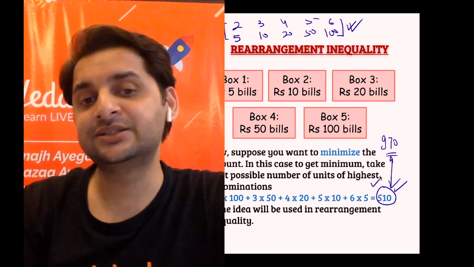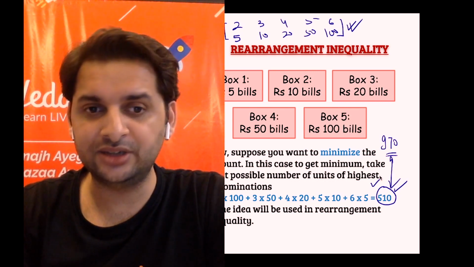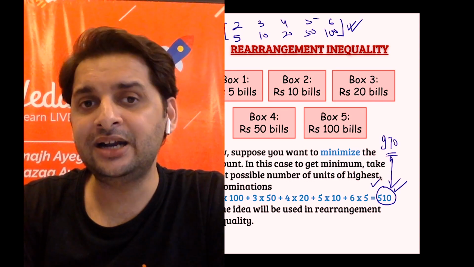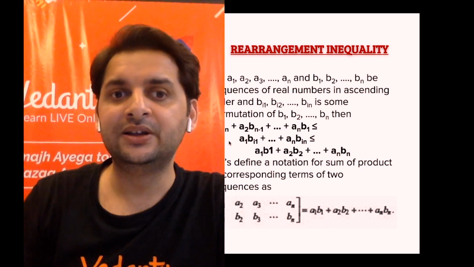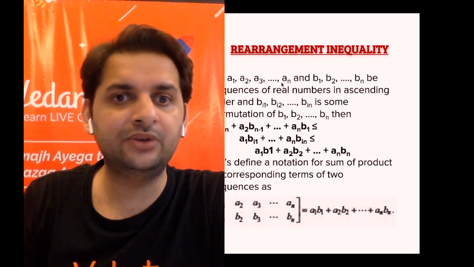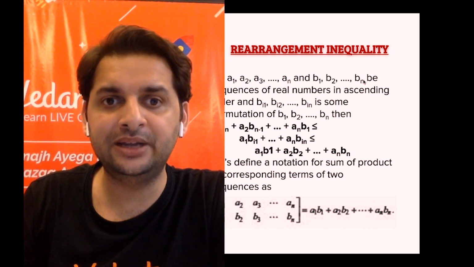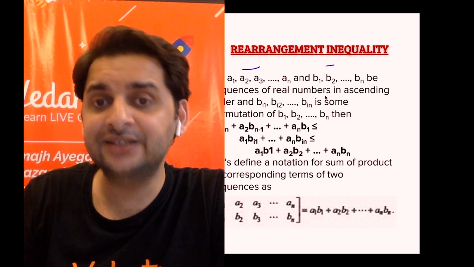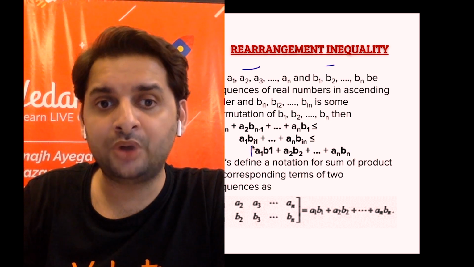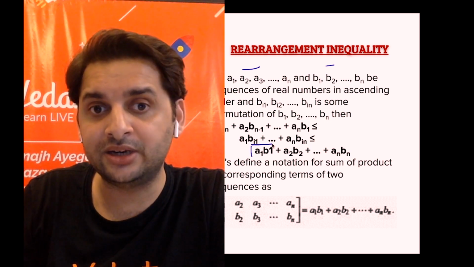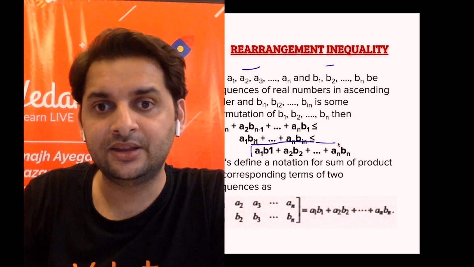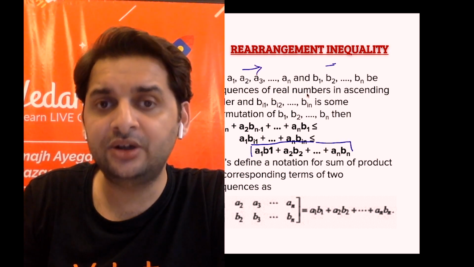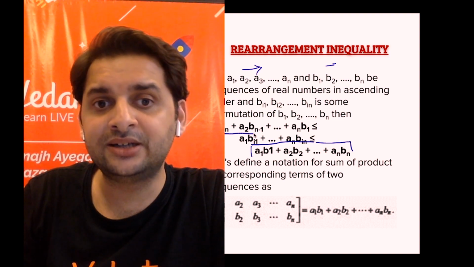And this is the basis of our rearrangement inequality, the same idea that we use in the rearrangement inequality. So what is that? Let us read the statement. If there are two sequences A1, A2, A3, ..., AN and B1, B2, B3, ..., BN, it says if the two sequences are arranged in ascending order, then the sum of their products in that order would be the maximum, and if one is in ascending and the other is in descending order, the sum of their products would be the minimum.